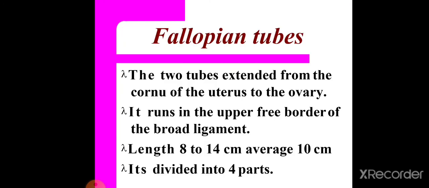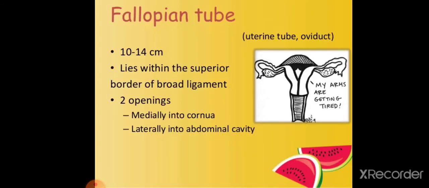Fallopian tubes are two tubes extended from the cornu of the uterus to the ovary. They run in the upper free border of the broad ligament. The length is 8 to 14 centimeters, average 10 centimeters, and it is divided into 4 parts. The fallopian tube lies within the superior border of the broad ligament.